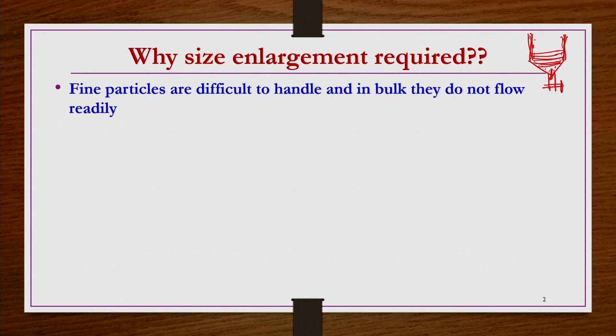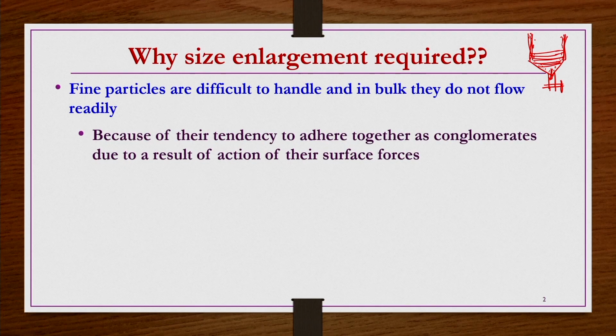Why does it happen? Because they have the tendency to adhere together as conglomerates as a result of the action of their surface forces. Surface forces come into the picture especially when the particles go towards smaller and smaller sizes. Very fine particles may have electrostatic charges, and they may also have van der Waals forces. Those forces make the particles come together and form conglomerates.